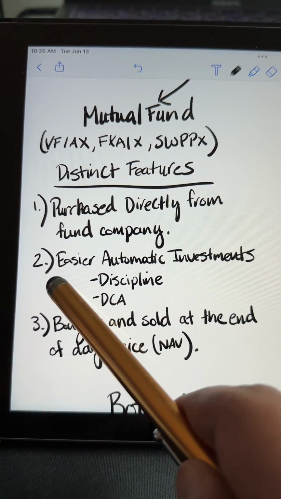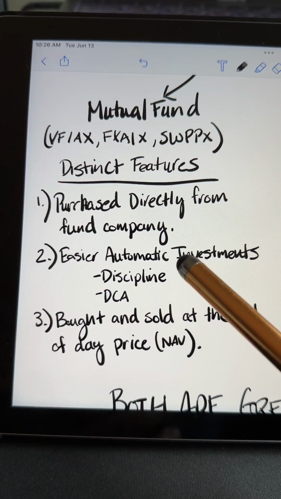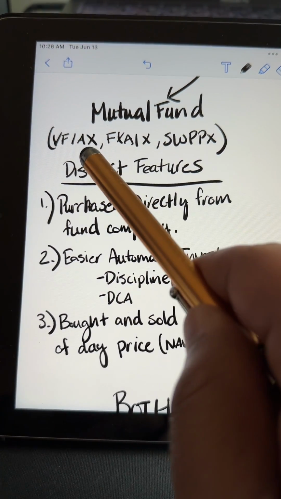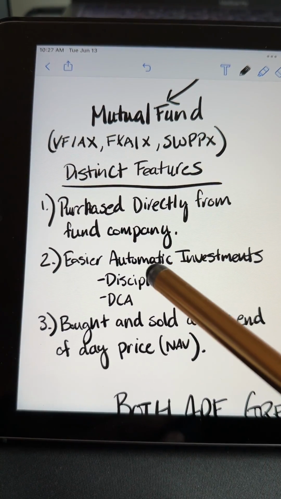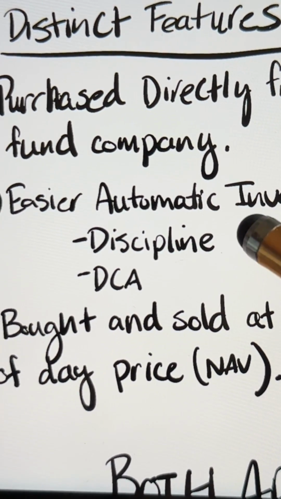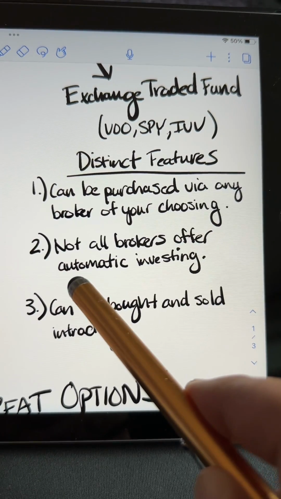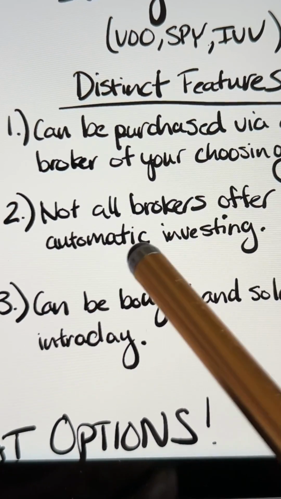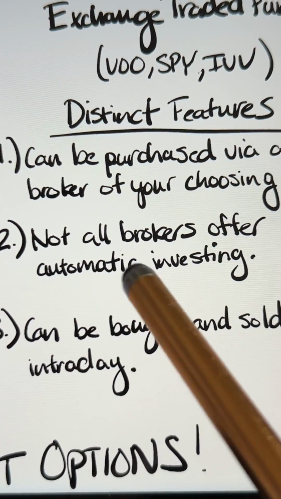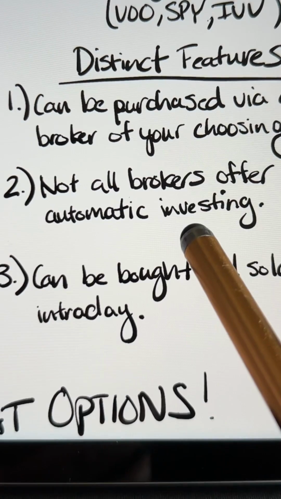Number two, index fund mutual funds are generally easier for setting up automatic investments. So let's say you wanted to invest $1,000 from every paycheck into VFIAX. Well, mutual funds will generally make setting up these automatic investments much easier. And in my opinion, this creates discipline, and it's great for dollar cost averaging into an index fund. On the other hand, with ETFs, not all brokers offer automatic investing. So in the same scenario, if you wanted to invest $1,000 out of every paycheck into an S&P 500 index fund, you'd probably have to manually do it every pay period.